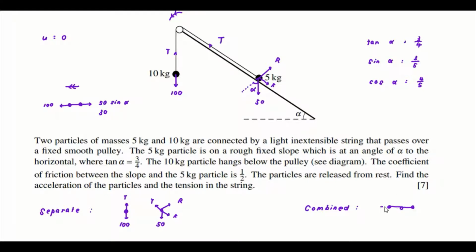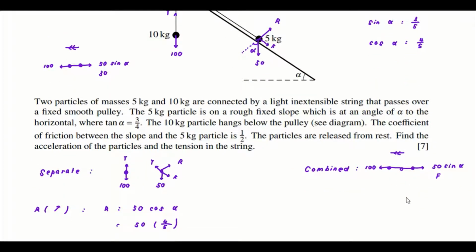So on this side we have 100 Newton. On this side, we have our 50 sine alpha and also the friction, don't forget, okay? It's going to contribute on this side, opposing the 100 here because the motion is moving in this direction. The good thing about a combined system is that we can always solve acceleration first, and after that we use the separate system to help us solve the tension.